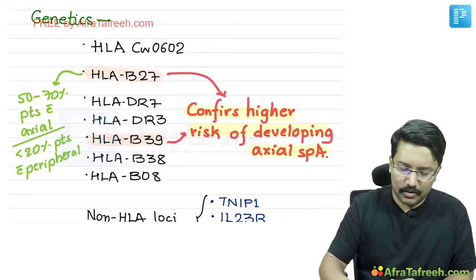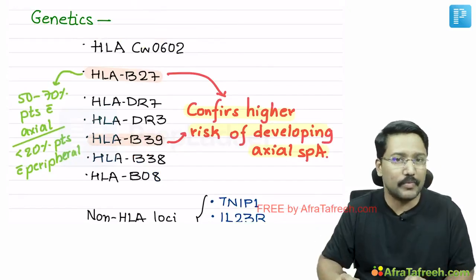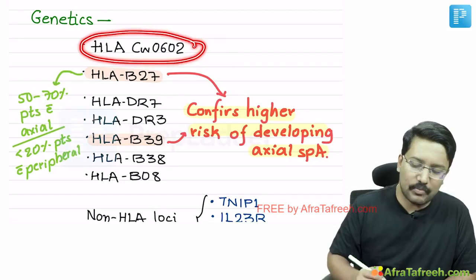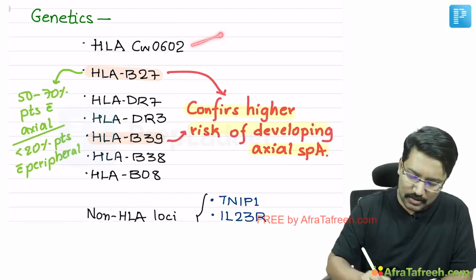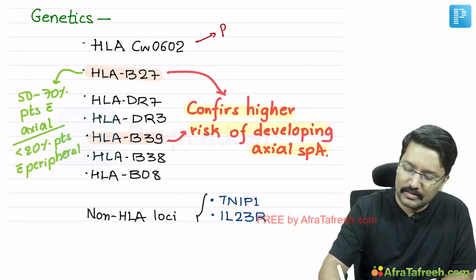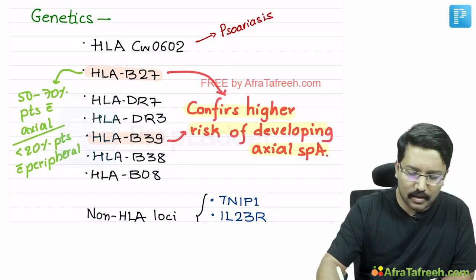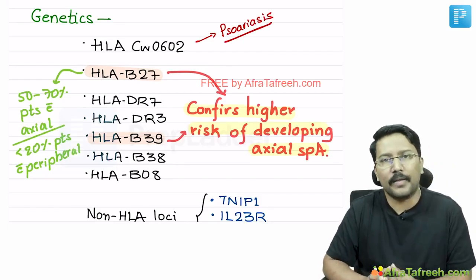Now talking about the genetics, I have already told you this is something I consider an important point for MCQs. So the first HLA I'm talking about is HLA-CW6. HLA-CW6 is characteristically associated with psoriasis. This is that characteristic HLA variant that is associated with psoriasis, and obviously a reasonable number of patients would be positive for this.